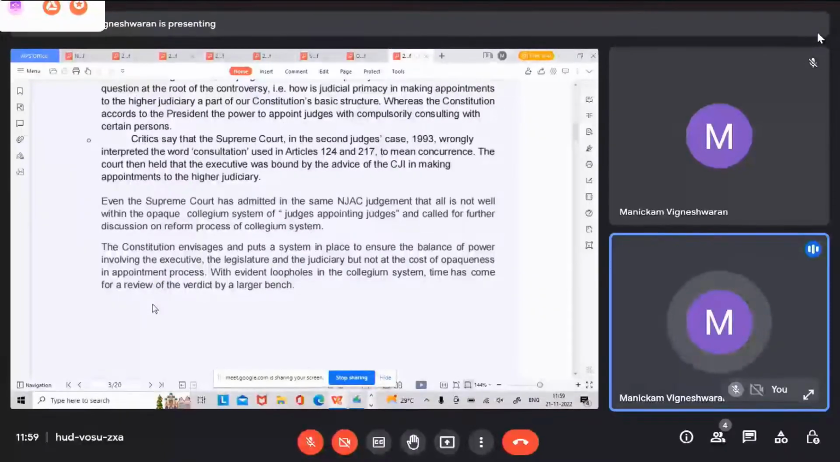The Constitution envisages and puts in place a system to ensure a balance of power involving the executive, legislature and judiciary, but not at the cost of opaqueness in the appointment process. With the evident loopholes in the collegium system, the time has come for a review of the verdict by a larger bench.